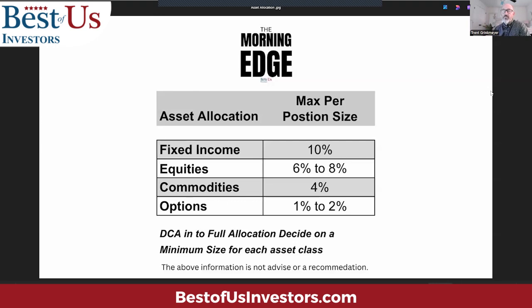Commodities, if you're buying copper or platinum or lumber or something like that, a max of 4% to commodities. The reason is that commodities are much more volatile. Equities are less volatile than fixed income, and commodities are more volatile than equities and fixed income.